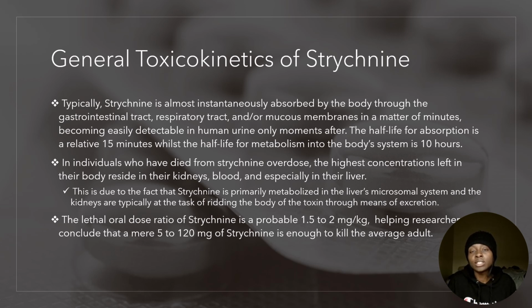This is due to the fact that strychnine is primarily metabolized in the liver's microsomal system, and the kidneys are typically put to the task of ridding the body of any type of toxin. In this case, the toxin would be strychnine, and they do that through excretion. The lethal oral dose for strychnine is a probable 1.2 to 2 milligrams per kilogram. This helps researchers establish that a mere 5 to 120 milligram strychnine dose is enough to kill an average adult human. So, yeah.